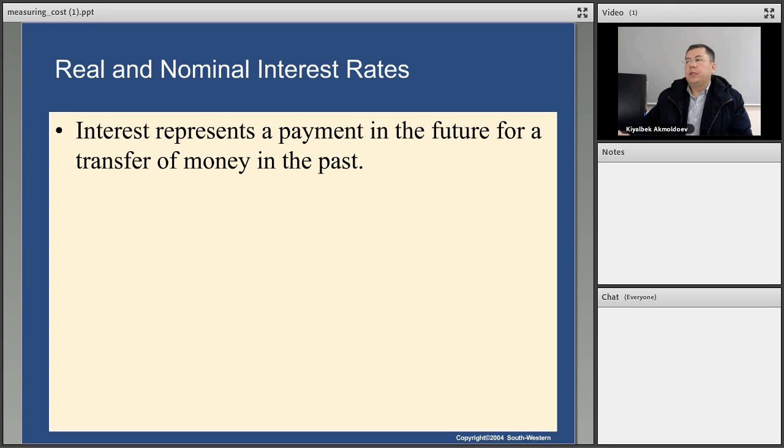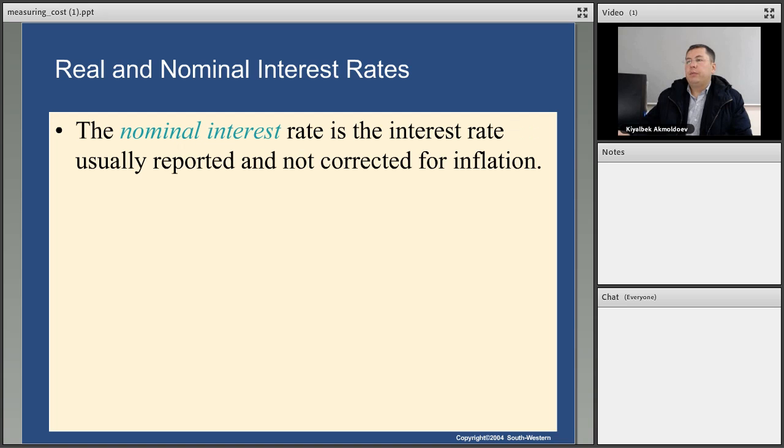Interest presents a payment in the future for transfer for fee in the past. Nominal interest rate is the interest rate usually reported and not corrected for inflation. For example, when you put money into the bank, let's say you want to put as a deposit $100, the bank is saying that the interest rate is, let's say, 10%. So by the end of the year, when you get your money, $100 plus, the bank is going to give you an extra $10 for saving your money as a deposit in the bank.